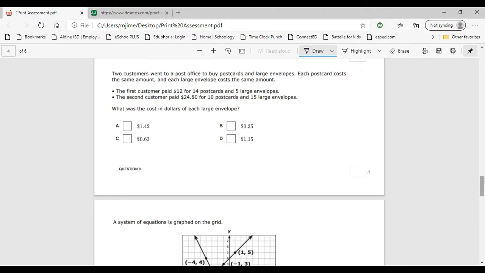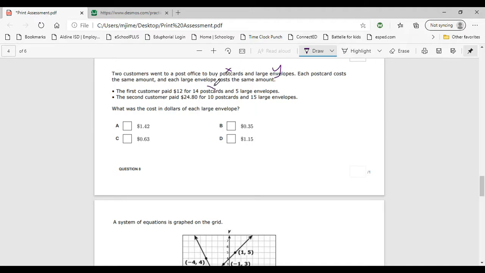All right, here's another equation. Two customers went to a post office to buy postcards and large envelopes. Each postcard cost the same amount and each large envelope cost the same amount. The first customer paid $12 for 14 postcards and 5 large envelopes. The second customer paid $24.80 for 10 postcards and 15 large envelopes. All right, so we're going to figure out that the postcards are X, the large envelopes are Y.